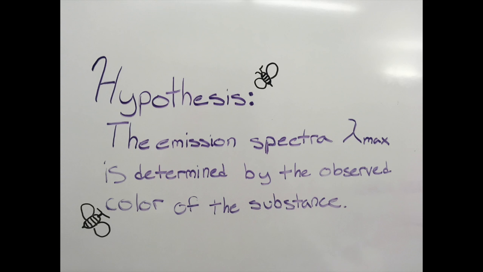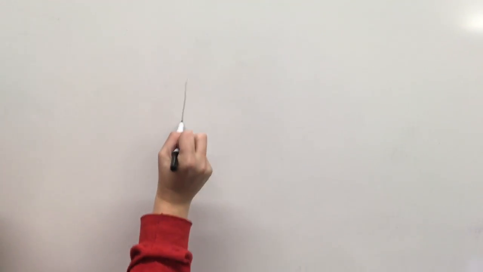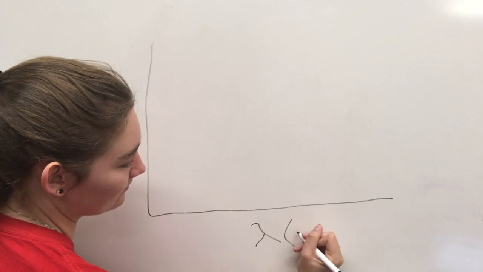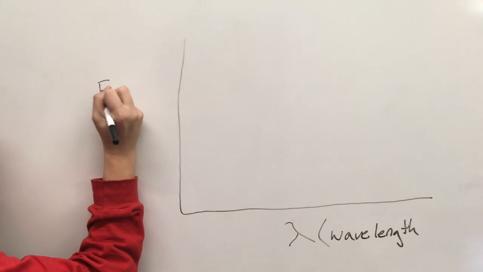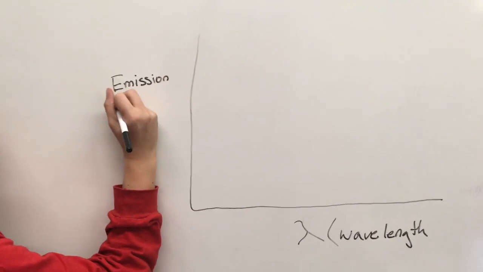The hypothesis for the segment was that the emission spectra's lambda max is determined by the observed color of the substance. We'll start off by defining some terms. Emission spectra is a tool to measure the photons emitted by a substance. It produces a graph of wavelength in nanometers against intensity, or the number of photons emitted at a given wavelength.